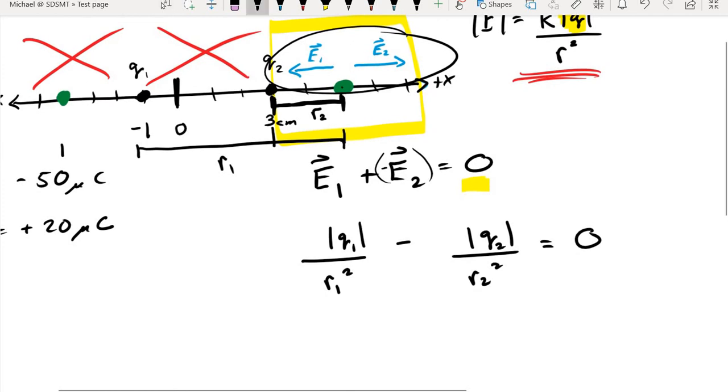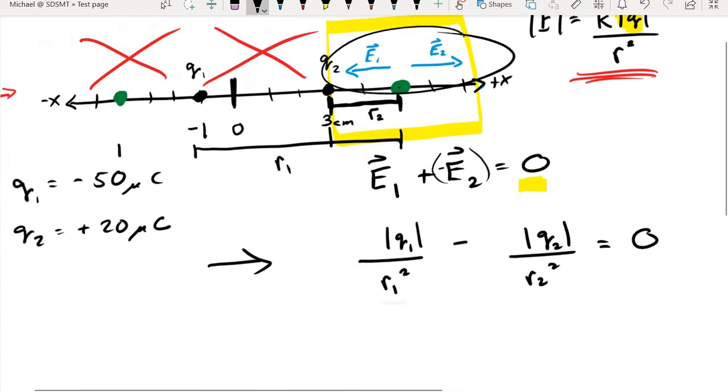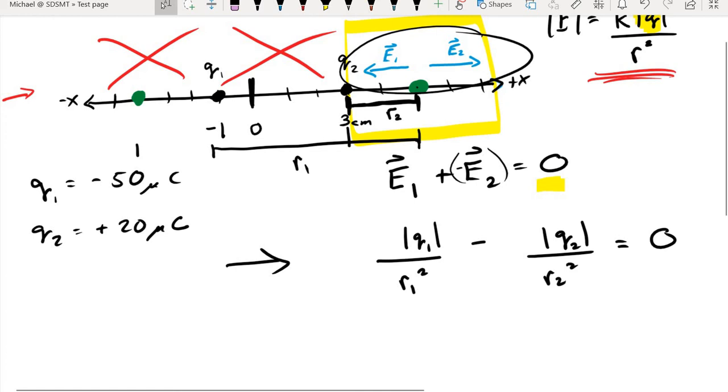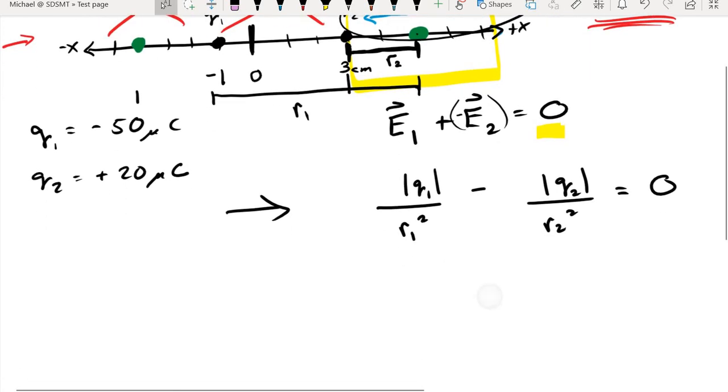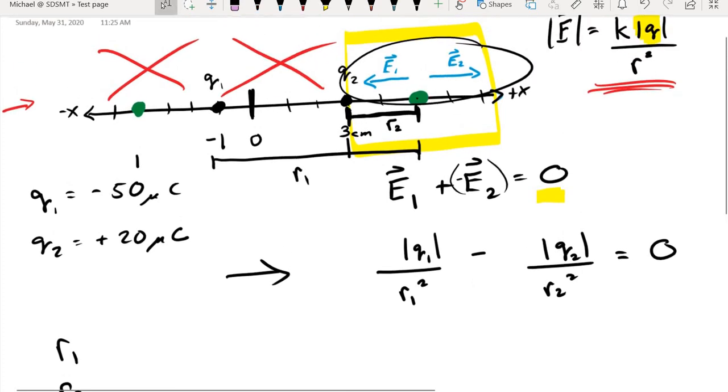And I'm going to start right back here with our ratio. Now that we know that this particular location somewhere to the right of Q2 is going to work, I need some way of relating R1 and R2, because physically they are separated by a distance of 4 centimeters. Q1 is over here at -1 centimeter, Q2 is at +3.